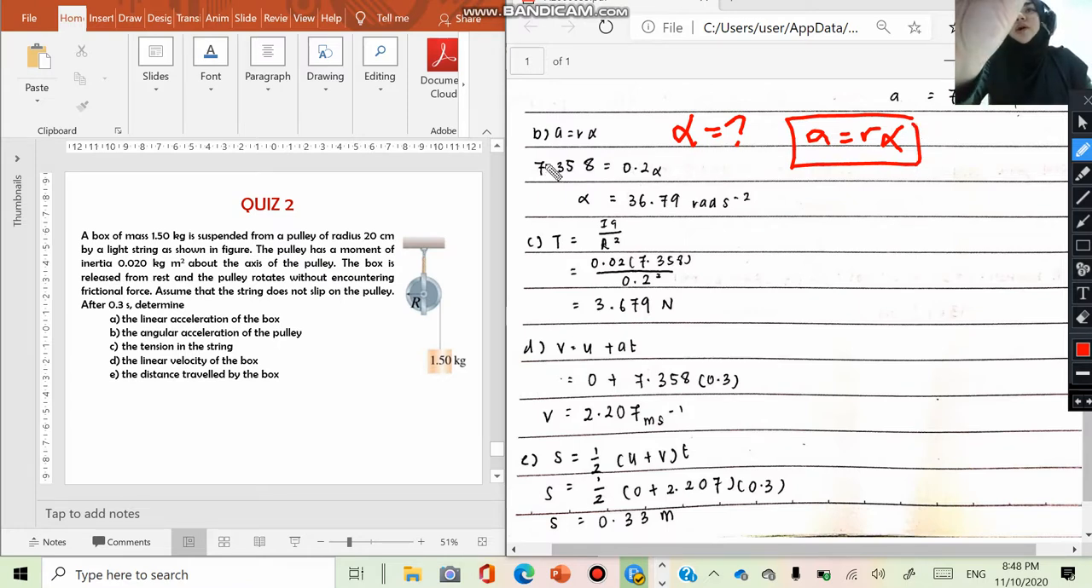So look, Aina used this one. She substituted the value of A she got from question A. 7.358 is equal to R, which was 0.2, multiplied by alpha. Then you will get 36.79 radian per second square. 1 mark. Very good, Aina. Okay, and then the question asks you to find the tension in the string.